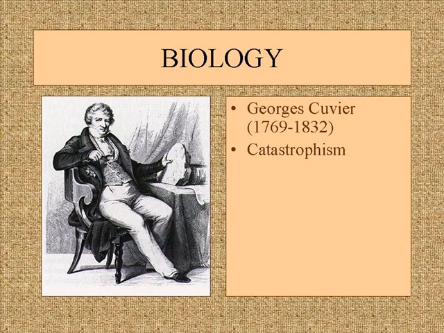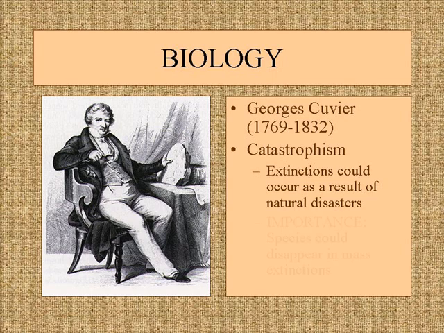So several researchers began trying to figure out where these fossil species fit into the big picture. One of these was Georges Cuvier. And what he proposed was a concept called catastrophism. Within this concept, he suggested that extinctions could occur as a result of natural disasters. So earthquakes and volcanoes, things like that, could wipe out entire species.